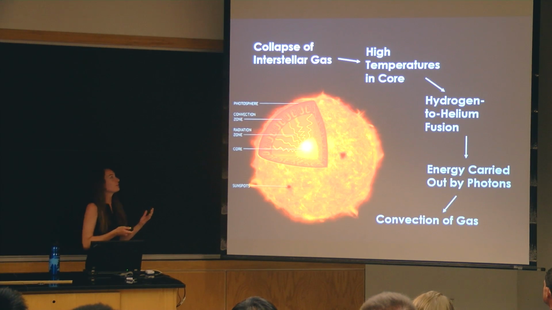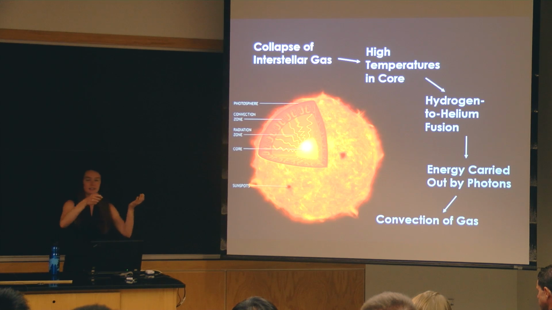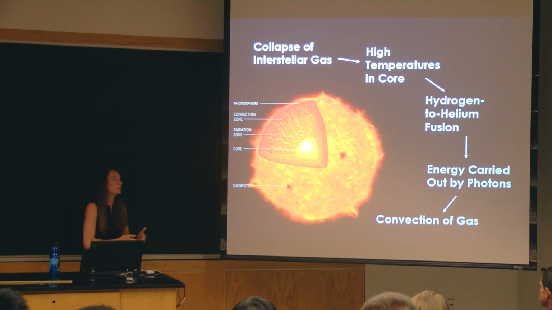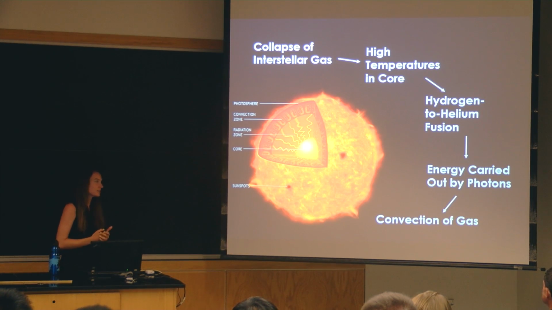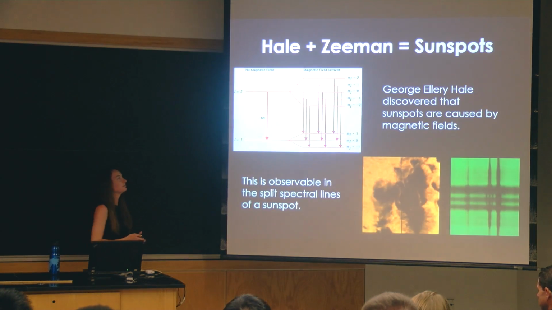At the surface of the sun, then you have the convection zone, where hot gas is rising, it will cool, and then sink back down. And on the surface of the sun, we have darker, cooler spots called sunspots, and that's what we're interested in.